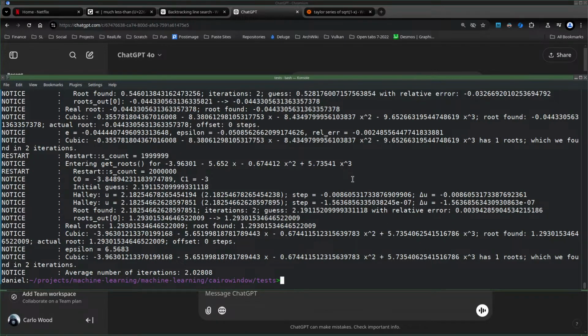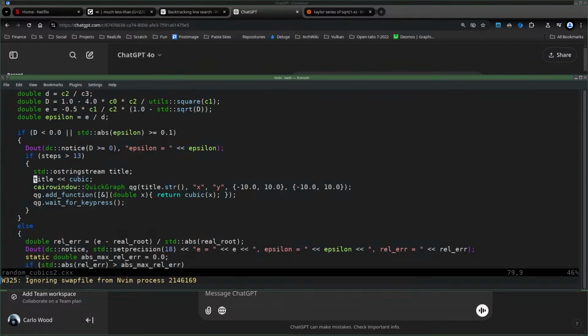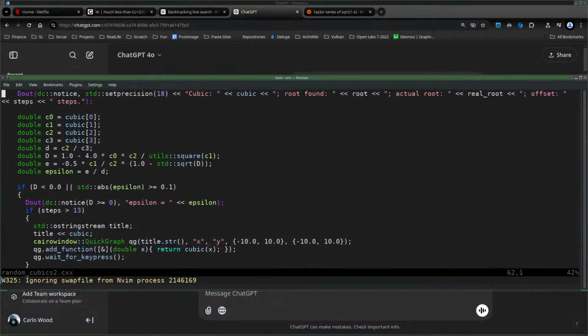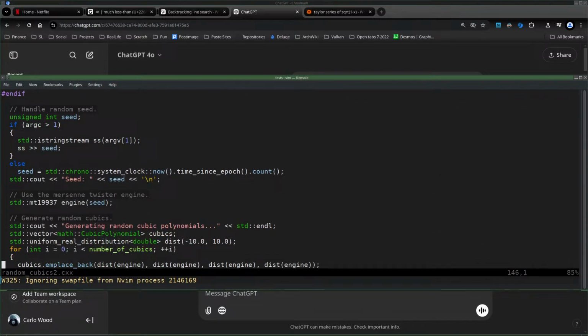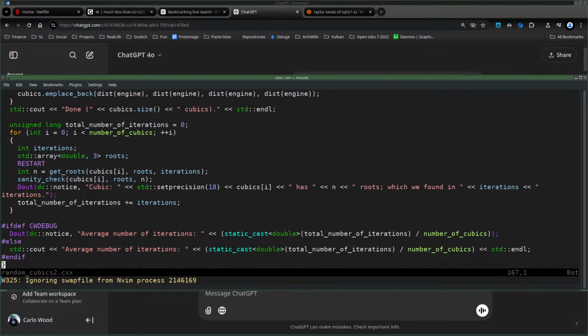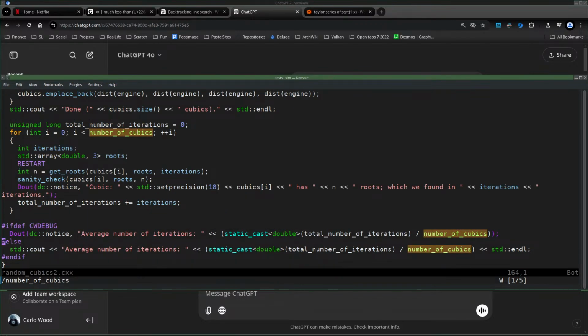Well, that were 100 million, I think. Not even sure. Let's see how many we had. Good. Number of cubics. Oh, only 1,000,000. Oh. Okay.